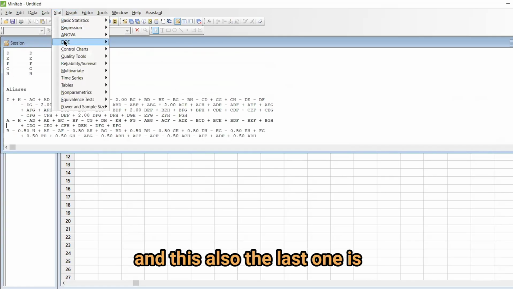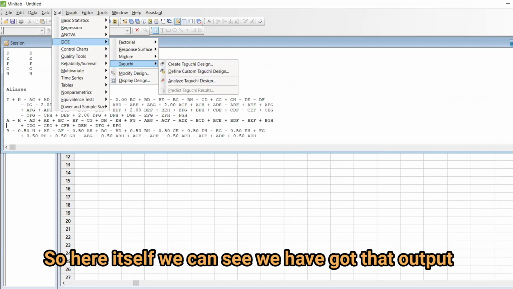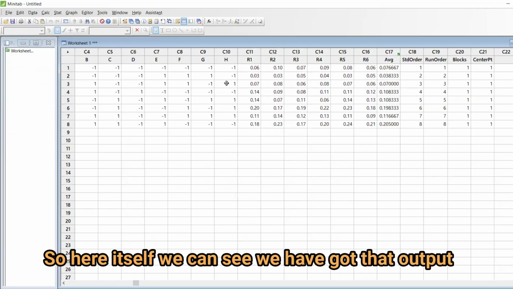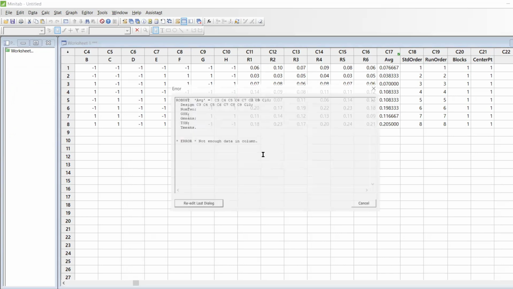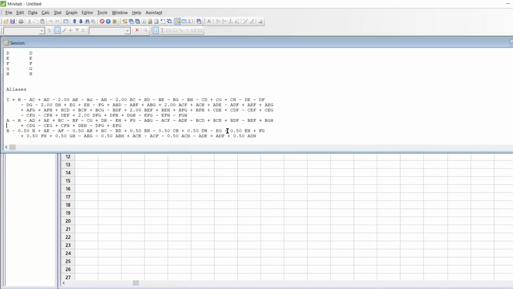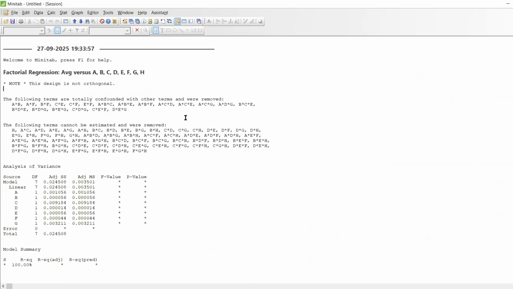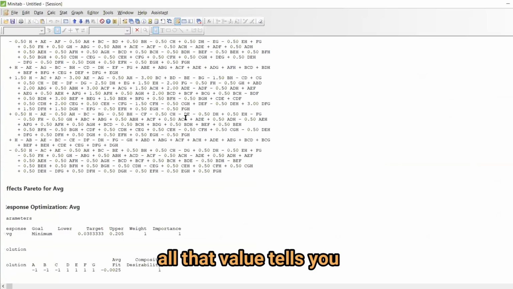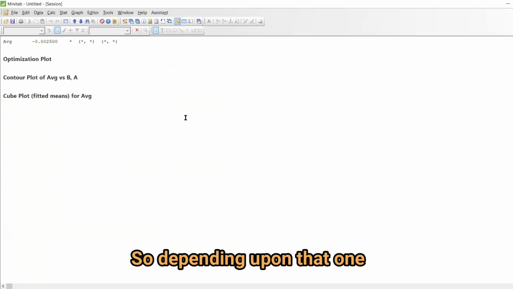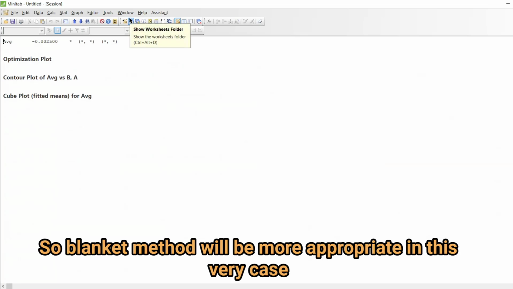The last one is that we're going to take the output, right? So here itself we can see we have got that output. Analyze. So you can see that it has given all these equations, everything, and whether significant or not significant, all that value, right? So depending upon that, we can just use it. But we have a lot of factors, so the Plackett method will be more appropriate in this very case.